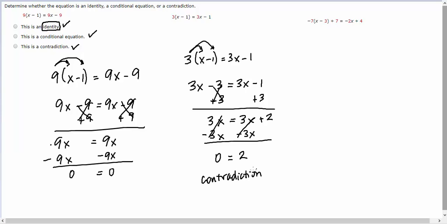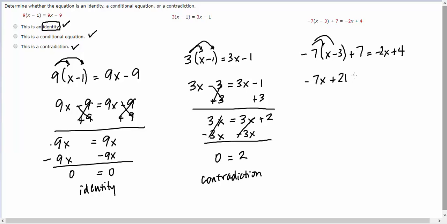All right, and then the last question we're going to work is going to be negative 7 times x minus 3 plus 7 equals negative 2x plus 4. All right, let's distribute the negative 7, and we get negative 7 times x is negative 7x, and negative 7 times negative 3 is positive 21. And as we combine these two terms, we get negative 7x plus 28 equals negative 2x plus 4.